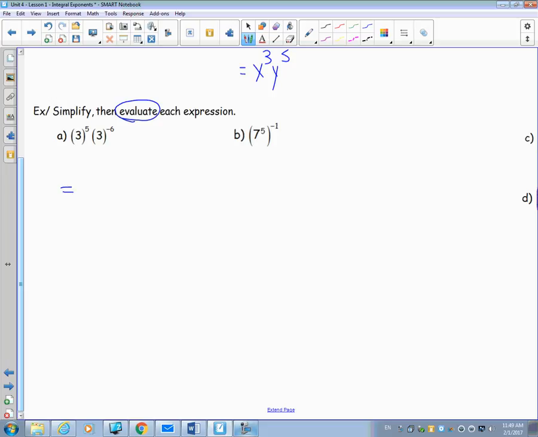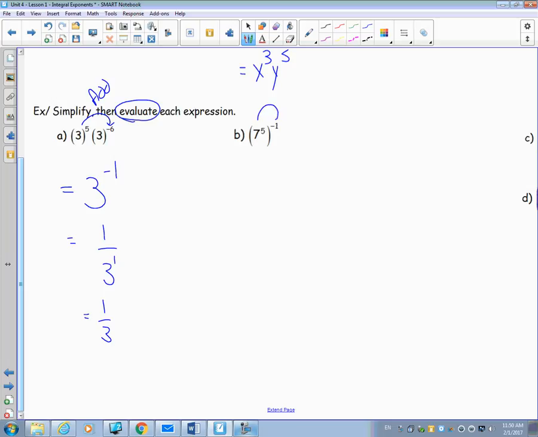So exponent rules. I see them multiplying, so I'm going to add my exponents. That gets me 3 to the negative 1. I don't want to deal with negative exponents until I have to deal with negative exponents, usually at the end of a question. So try to simplify first before you worry about that negative exponent. What is 3 to the negative 1? We know that's 1 over 3 to the 1, or in other words, just 1/3. There, we've evaluated.